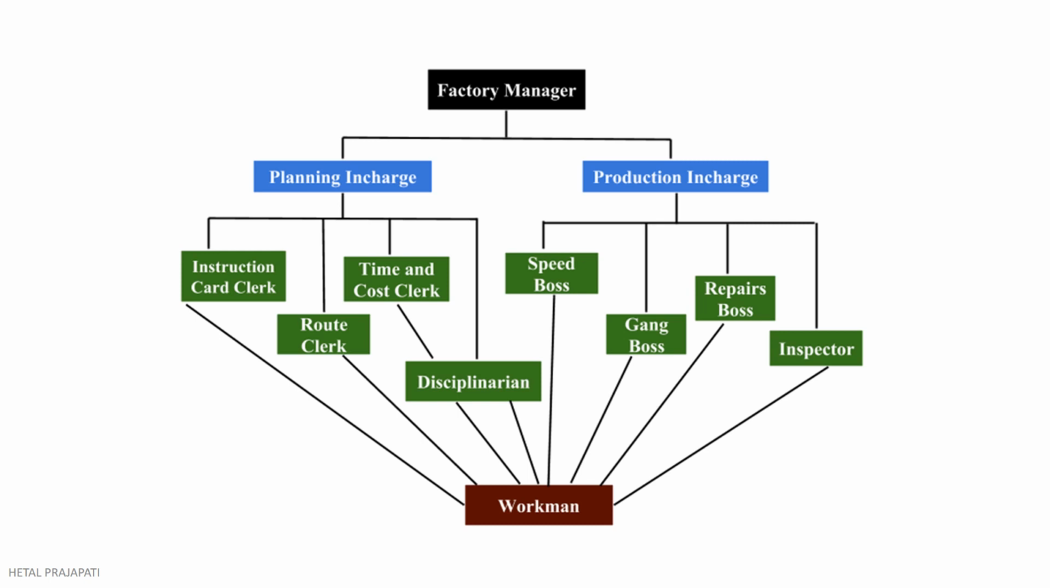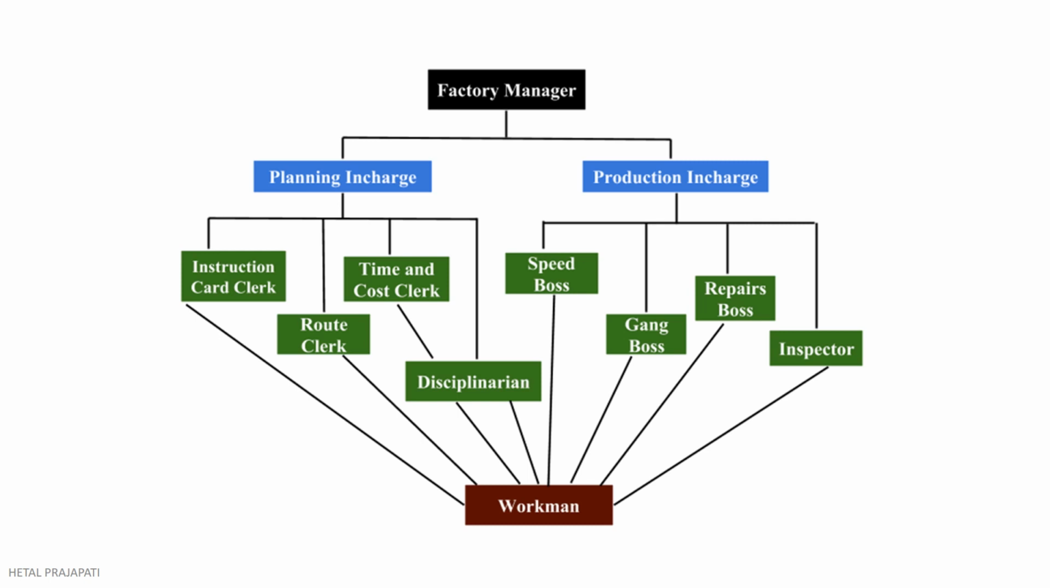Next is the gang boss. The workers are divided into various groups. A group leader is selected who is known as the gang boss. He is expected to ensure that both the workers and machines are fit enough for production and that the material required for their use has been made available to them.